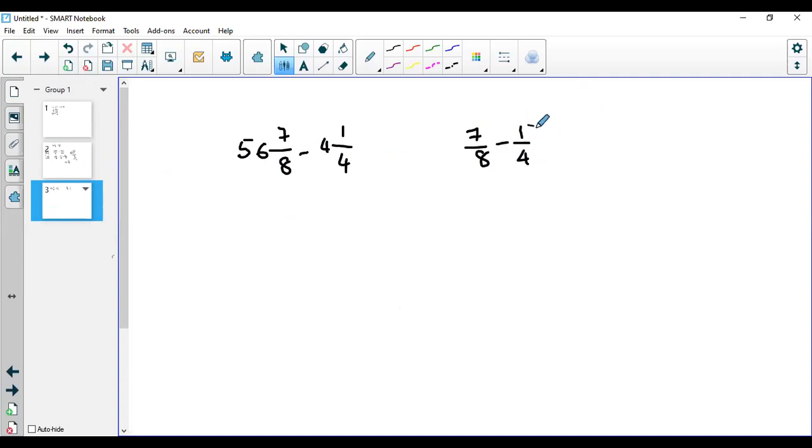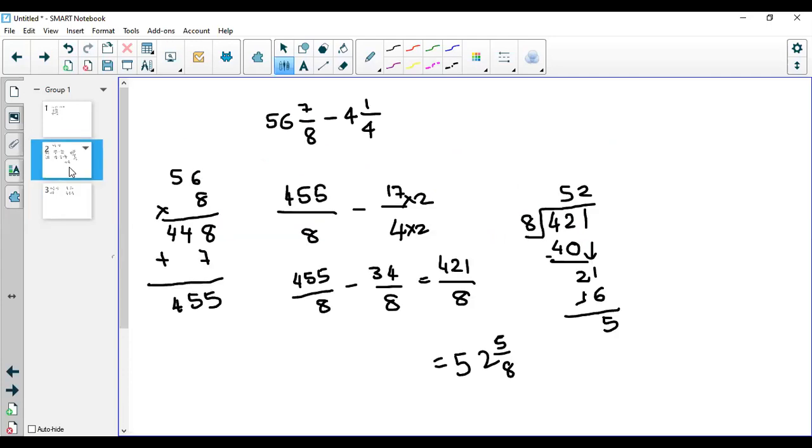So to make them the same, I'm just going to multiply this with 2. So that will give me 7 over 8 minus 2 over 8, which is going to be 5 over 8. Now by subtracting the fractions, I got 5 over 8. So 56 minus 4 will give me 52 5 over 8. So basically the answer is the same whether you do it like that or like this, but this is the perfect way of doing it. You will never go wrong if you follow this way.